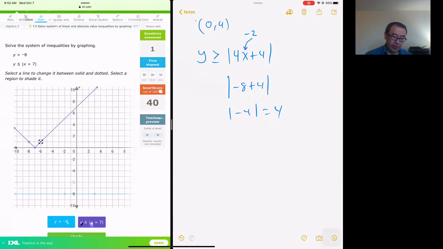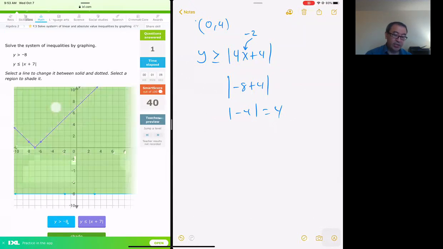Now, where could we shade? Let's first look at the first term, or first equation. Y is greater than -8. So these are all the sections that are greater than -8. Now, of all these sections that we shaded, which of these is less than the absolute value? That's below. Okay, so you're going to do that up to 50.